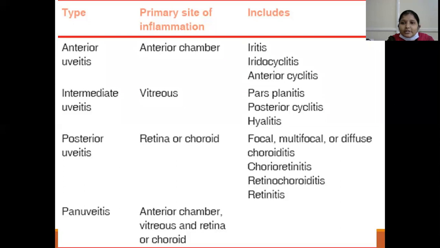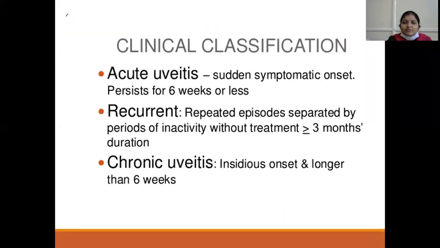Next, coming to intermediate uveitis: when the pars plana part of the ciliary body along with the anterior choroid is involved, it is called intermediate uveitis. And posterior uveitis: when both the retina and choroid are involved, it is called posterior uveitis. And what is panuveitis? It is when the whole uveal tissue, from anterior iris to the posterior choroid, gets involved. Generally, there is associated inflammation of the vitreous, retina, and anterior chamber as well.